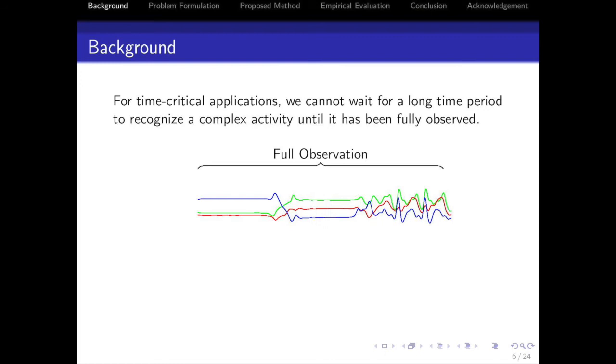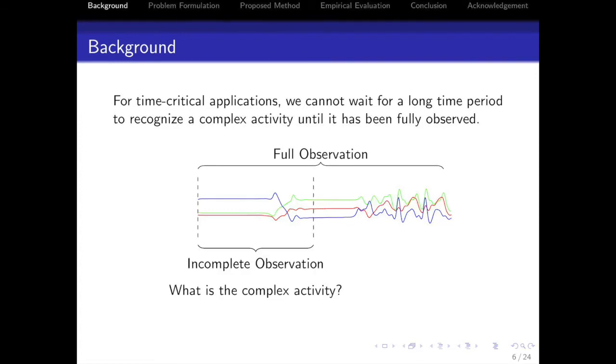In several time-critical applications, we cannot wait for a long time to recognize a complex activity until it is fully observed. For example, a safety monitoring system is required to continuously predict dangerous complex activities in advance to avert or minimize their consequences. Therefore, our goal is to accurately predict the complex activity at arbitrary early stages with incomplete observations.